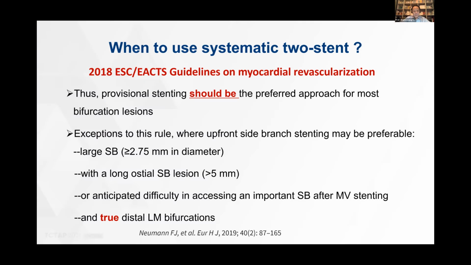So let me go through my summary of the current guidelines from the 2018 ESC guideline on myocardial revascularization. From the guideline, you can see the first statement is provisional stenting technique should be the preferred approach for most bifurcation lesions. I think this is the general guideline for all our interventional cardiologists. But the exceptions to this rule include large side branch, if side branch diameter is minimal 2.75, side branch lesion length longer than 5 mm, or anticipated difficulty in accessing an important side branch after main vessel stenting.